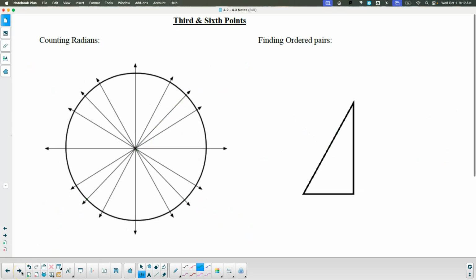Next, we move on to our third and our sixth points. Which do you want to do first, thirds or sixths? Thirds first, okay? So if I am cutting it into thirds, basically I'm cutting pi into thirds. That would be pi over 3, okay? So that gives me 60 degrees. So I am up here at 60 degrees, or pi over 3 radians.